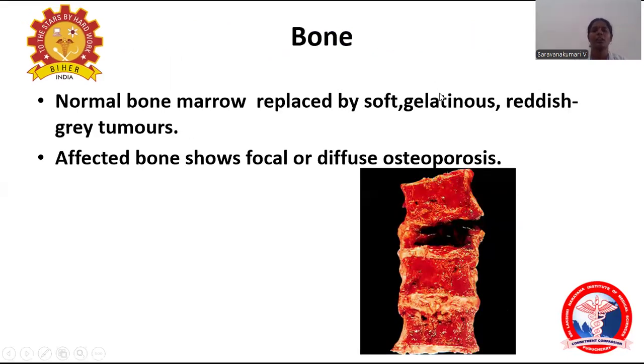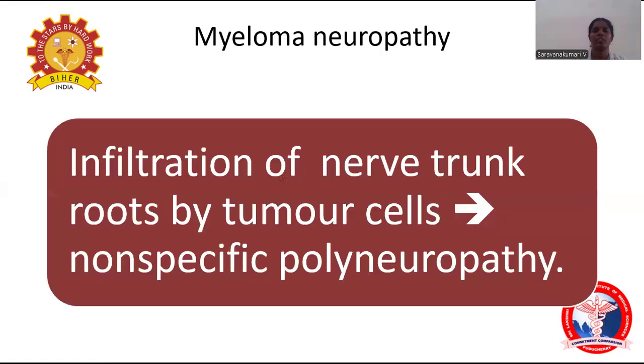So this is the image of normal bone which is involved by multiple myeloma. The normal bone will be replaced by soft gelatinous red gray tumors. You can see in this picture, soft gelatinous red gray tumors, and this affected bone can show focal or diffuse osteoporosis in the radiology and is responsible for the lytic lesions.